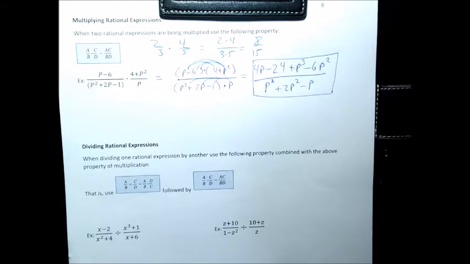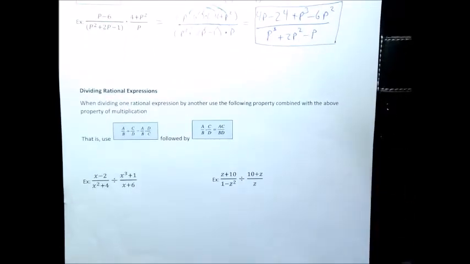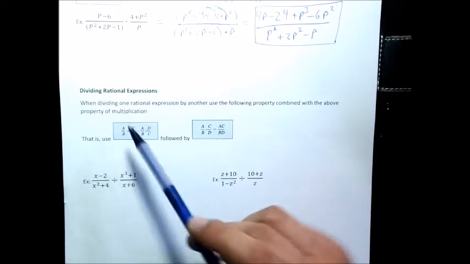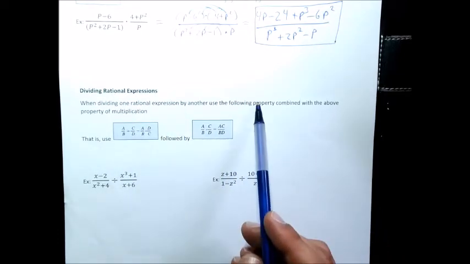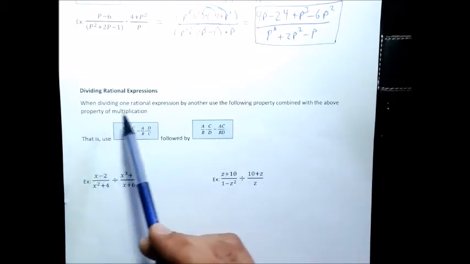Questions about that at all? Okay, great. So dividing is very similar. I just did one example of multiplying because dividing uses multiplication. And that's what I'm trying to say in these boxes here. So when you're dividing one rational expression by another, you use the following property combined with the above multiplication property.